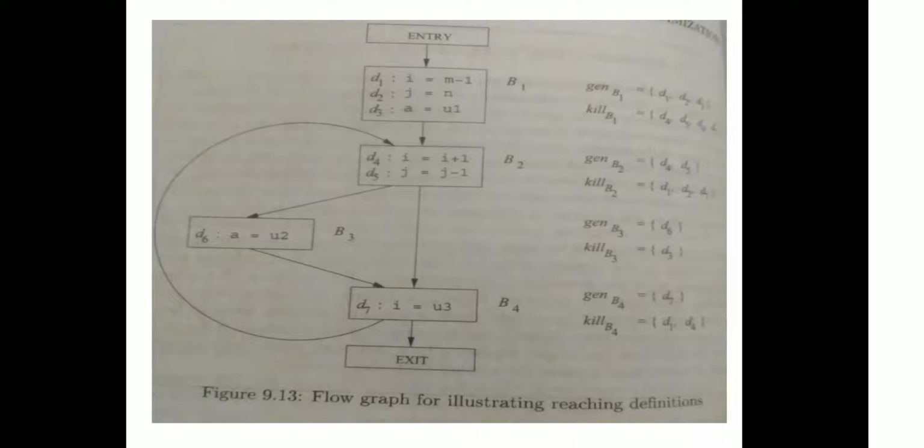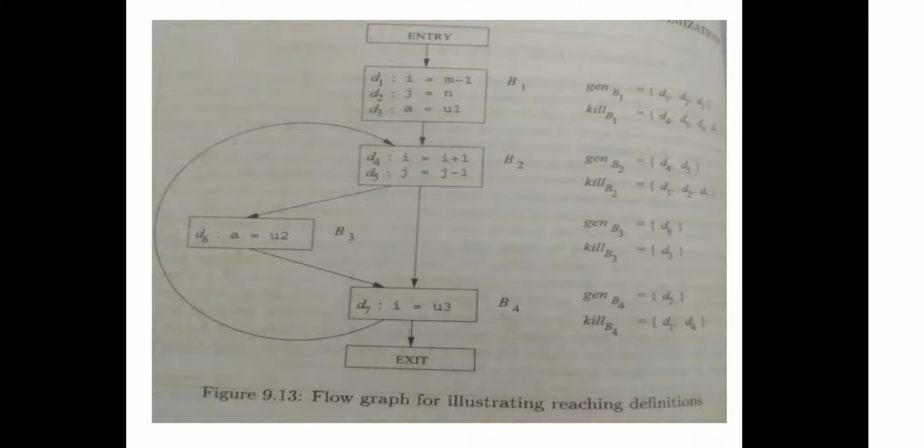Entry. D1, D2, D3, D4, D5. So the number of basic blocks here is 4, and the definitions are 7 definitions over here. Okay, so the generation of B1. So what does B1 generate? D1, D2, D3. Okay, and the kill of B1: nothing is killed over here.